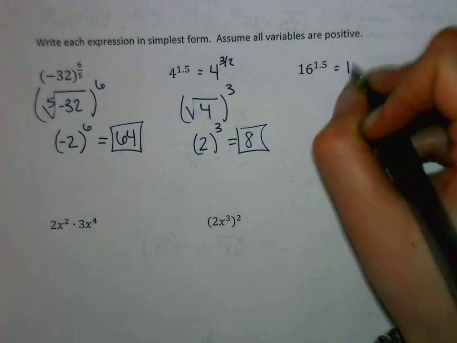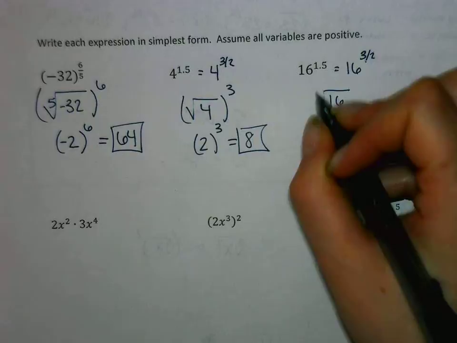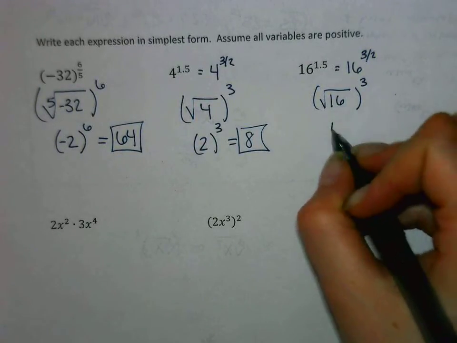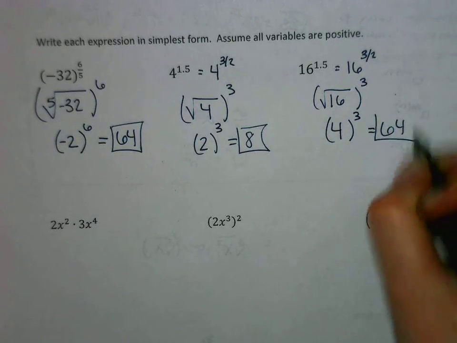So this one would become 16 to the 3/2. So we're taking the square root of 16 and then putting it to the 3rd power. Square root of 16 is 4. 4 to the 3rd power equals 64.